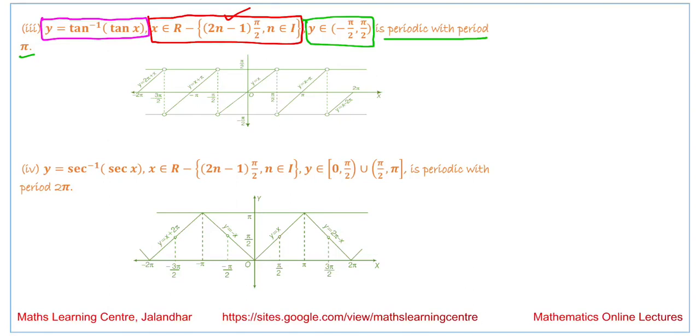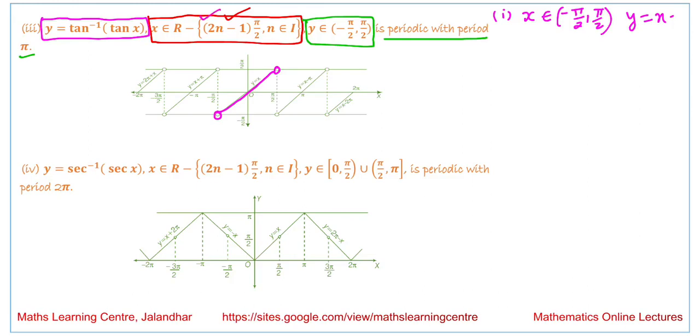So to plot this graph, the first case we consider is when the value of x belongs to the interval minus pi by 2 to pi by 2. The answer we have is y is equal to x. So we have this line over here. These points are excluded because the function is not defined at these points.